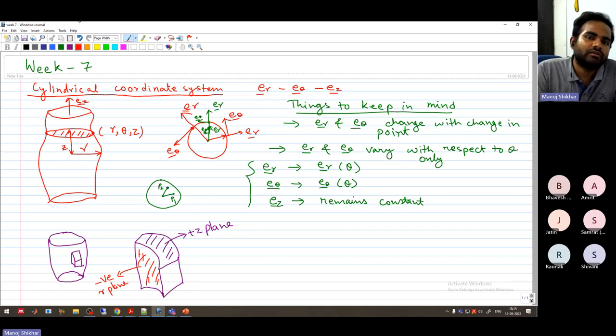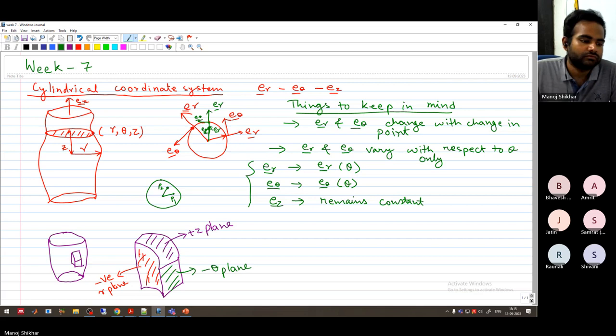Sir has discussed all these already, so I will just skim through the concepts. This is the minus theta plane. I'm showing this just to boost your memory, to refresh your memory.